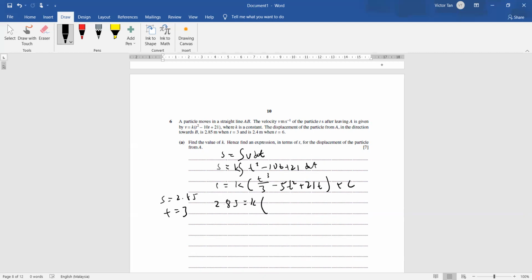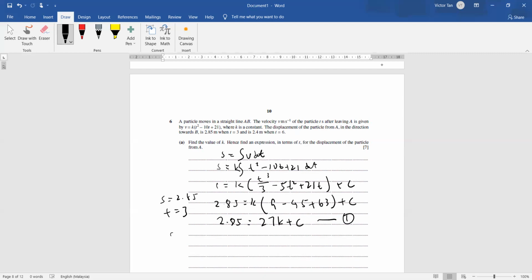T cubed is 3 cubed over 3, which is 9, minus 5 times 3 squared, which is 45, plus 21 times 3, which is 63, plus C. So 2.85 equals 72 minus 45, which is 27K, plus C. This will be my first equation.